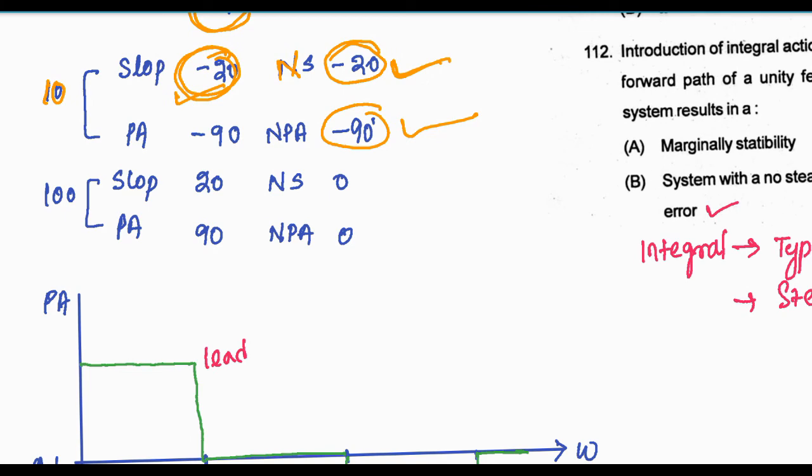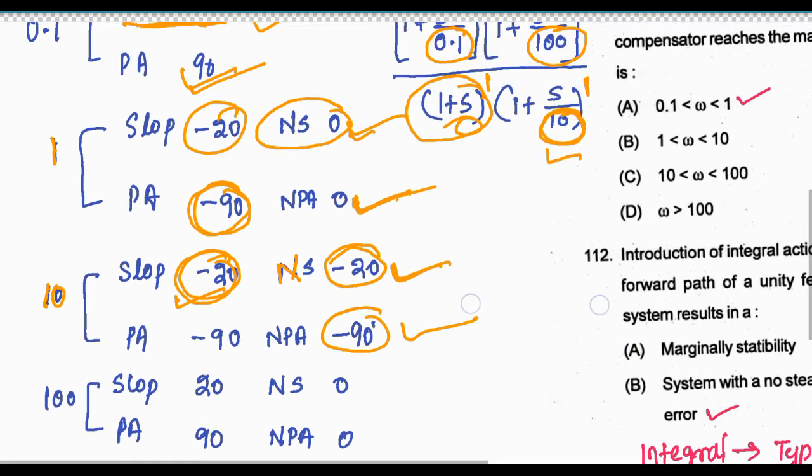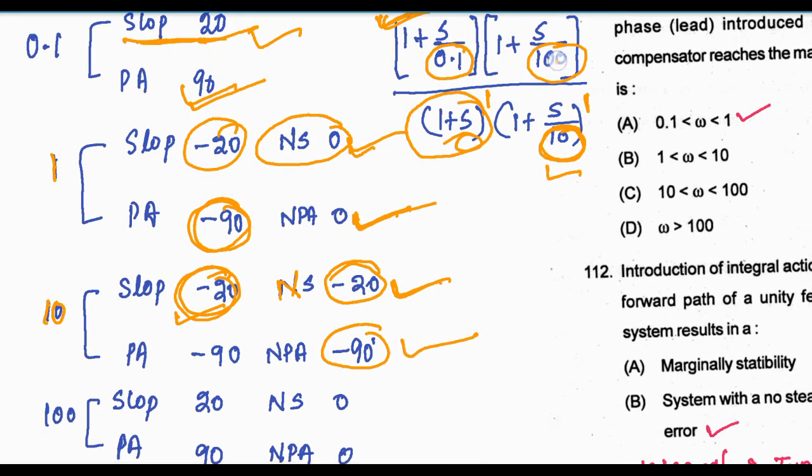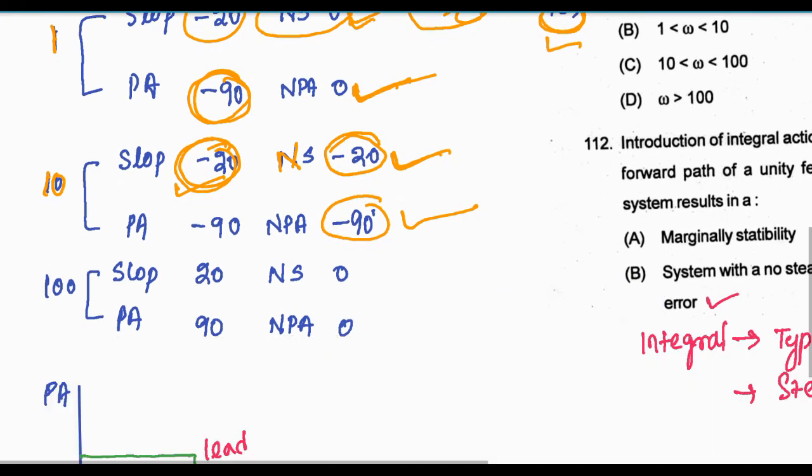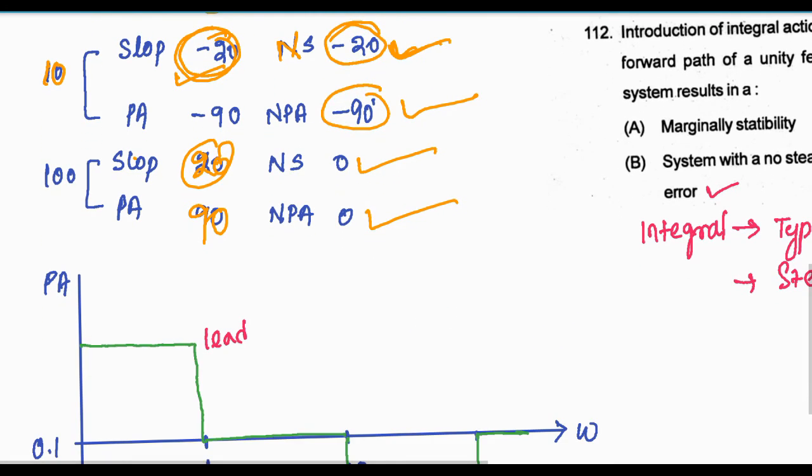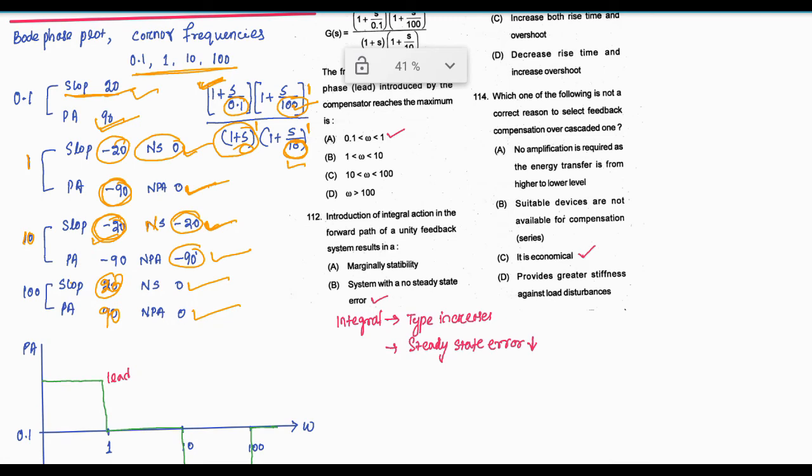Again, next corner frequency is 100. It is in the numerator and has a power of 1. So the slope will be plus 20 and the phase angle will be plus 90. The net slope will be the previous net slope plus the current slope, minus 20 plus 20, which is 0. The net phase angle is minus 90 plus 90, which is also 0. This is the summary, and now you will plot the Bode phase plot.